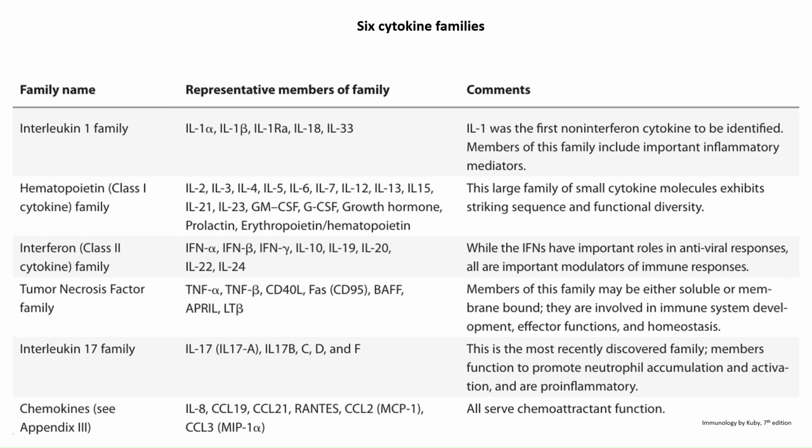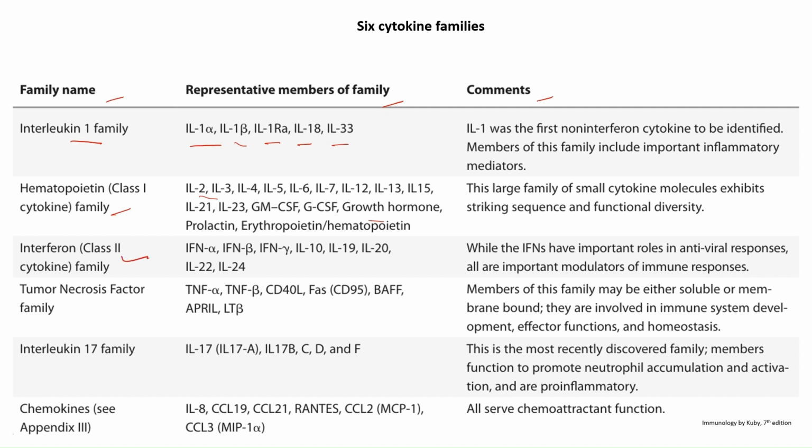Here in this table, as you can see, the family name is given, the representative members of the family are given, and the comments, that means their main function. So the first family is interleukin-1 family, which consists of members 1 alpha, 1 beta, 1 RA, 18 and 33. Next family is hematopoietin class 1 cytokine family. Under this, almost all the interleukins come under this family: interleukin 2, 3, 4, 5, 6, 7, 12, growth hormones, everything.